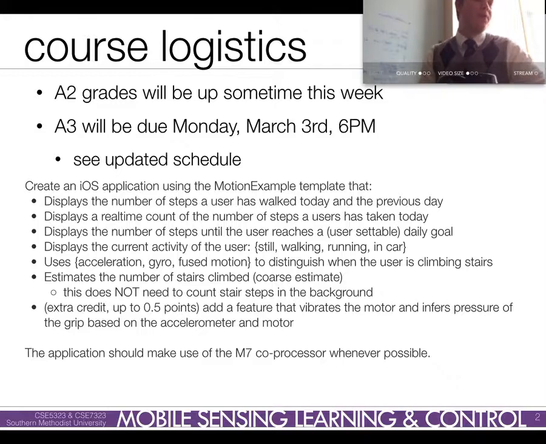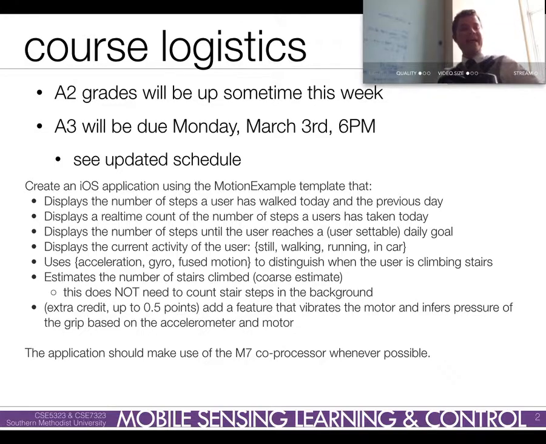Essentially, for A3, I want you to create an iOS example that uses the template we created in class to display the number of steps a user has walked today and the previous day. Pretty simple. We already wrote all of the code to do that. Display a real-time count of the number of steps a user has taken today, which we've already done. Display the number of steps until the user reaches a user-settable daily goal, which we also already did. Display the current activity of the user, whether they're still, walking, running, or in a car. Again, you already have a code base for that from the demo example.